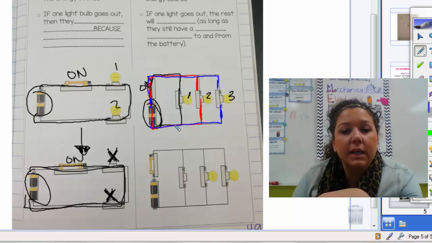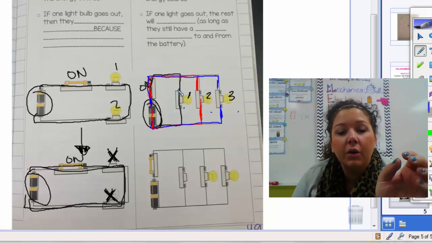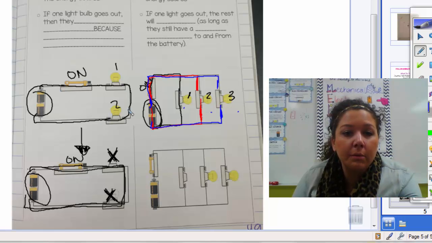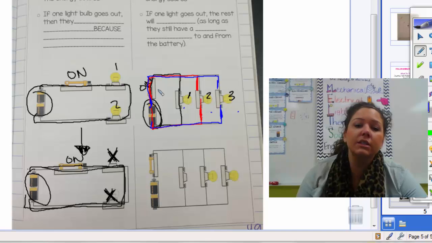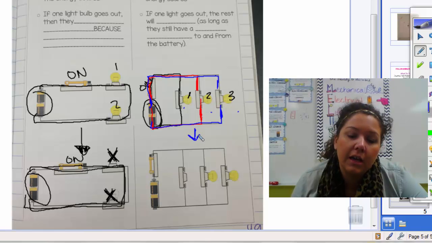Again, own separate pathway. The thing you have to remember about a parallel circuit is that all three of these light bulbs are on their own pathway. In a series circuit, remember, there was just one path, and each light bulb was at a different part of that path. But here you can clearly see that each light bulb has its own pathway to and from the battery.